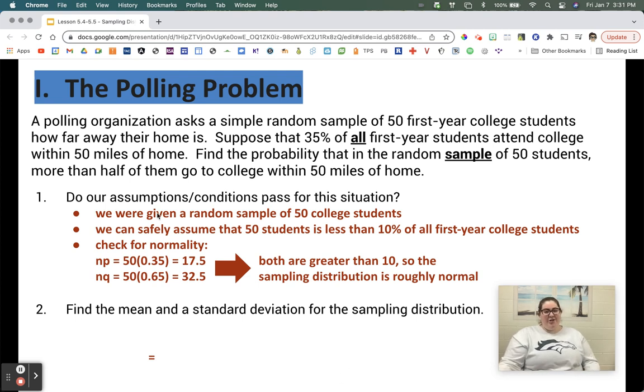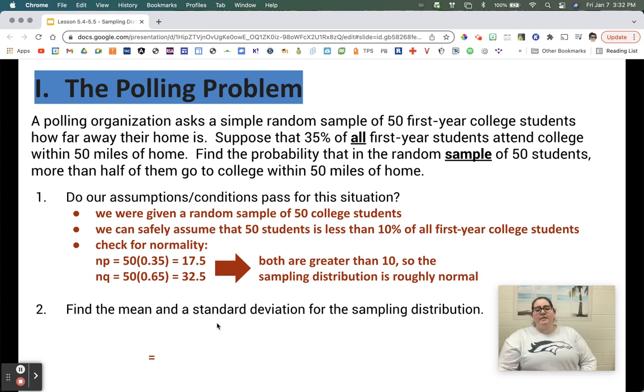Here's the thing. On a free response question, we do actually have to write these all out. They don't have to be complete sentences, but they should be complete thoughts. I don't just want to say random sample, check. I need to put some context and words in there. So: given a random sample of college students, assume 50 is less than 10% of all first-year college students, np, nq, what they equal, both greater than 10, so roughly normal, something like that. We do have to write out what all of these conditions are telling us, or at least check them in context.